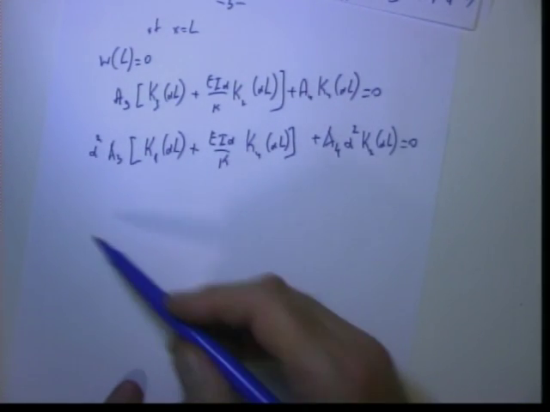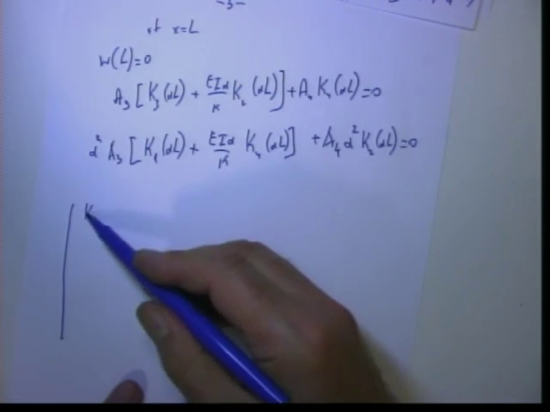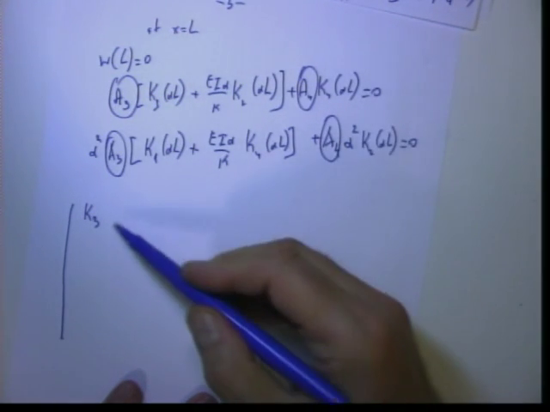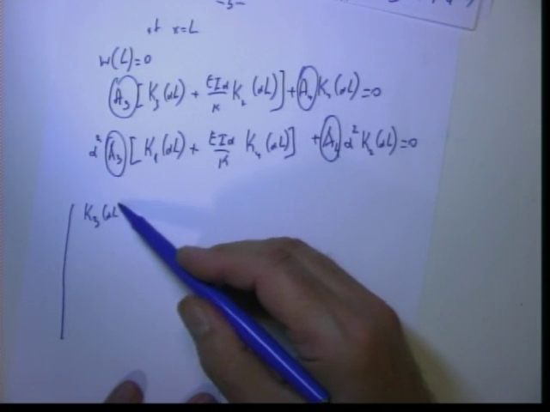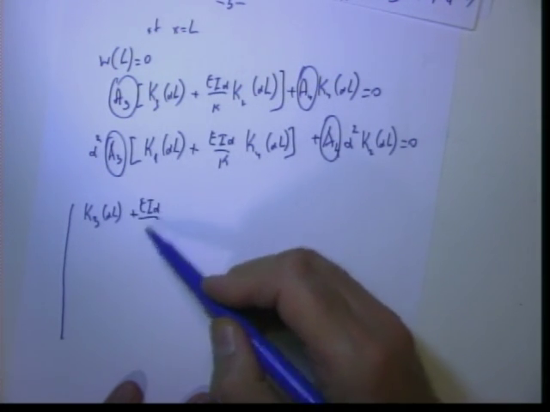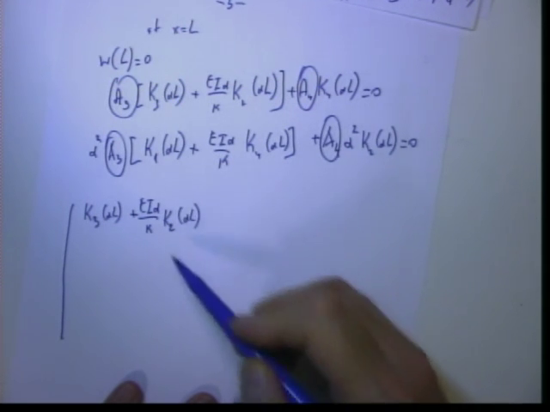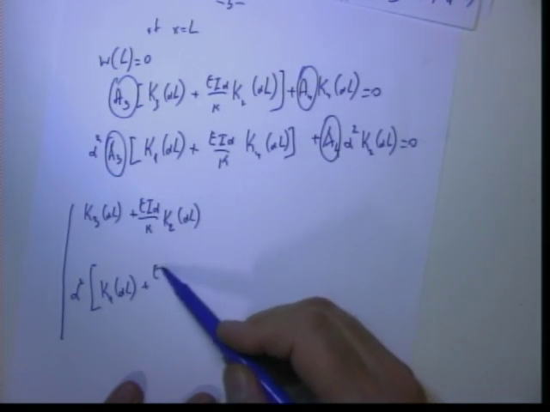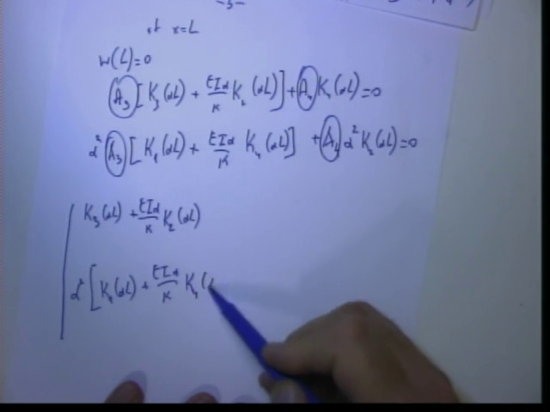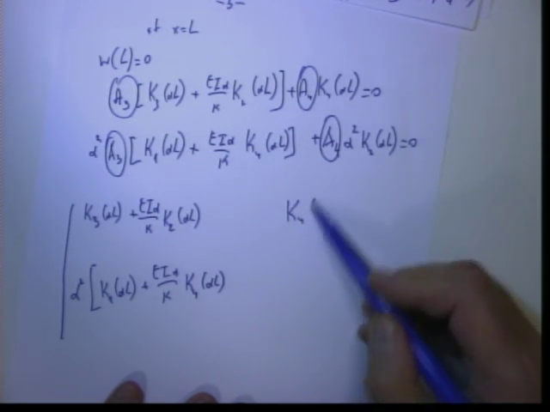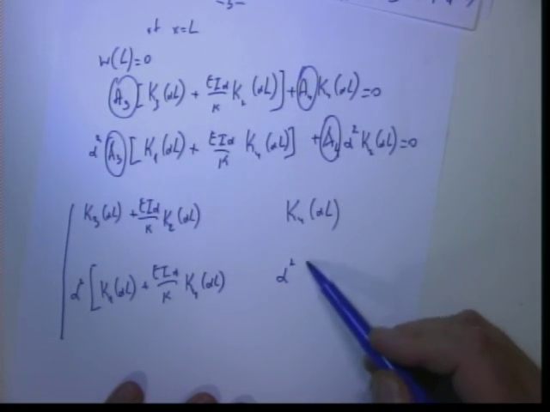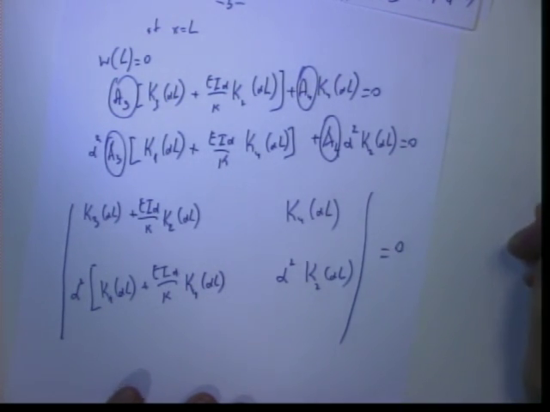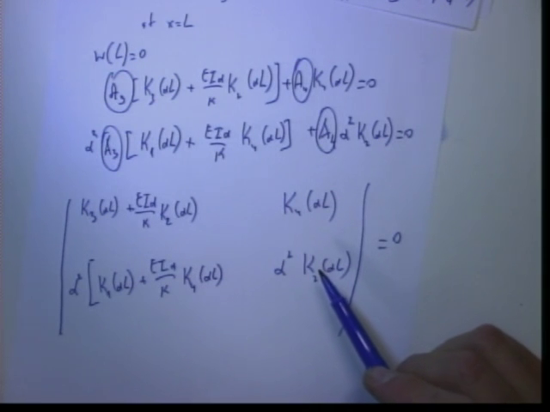Okay? Then I have a determinant naturally, in front of a3 and a4. So that will be K3 alpha L plus EI alpha over k K2 alpha L, then alpha squared K1 alpha L plus EI alpha over k K4 alpha L, and here we have K4 alpha L, and here alpha squared K2 alpha L. This equals zero. So we have to open the parentheses, etc.